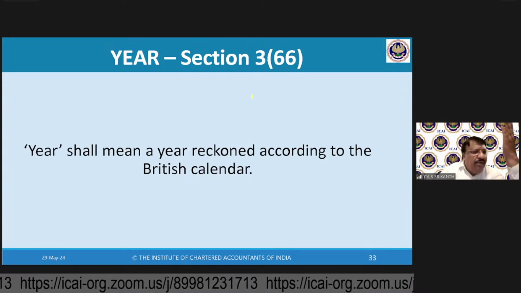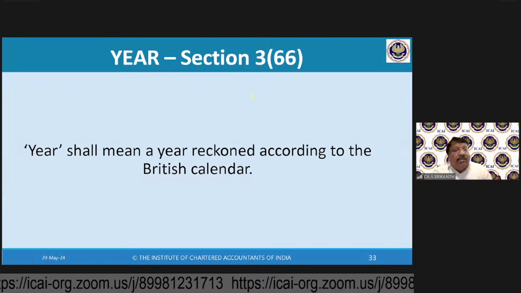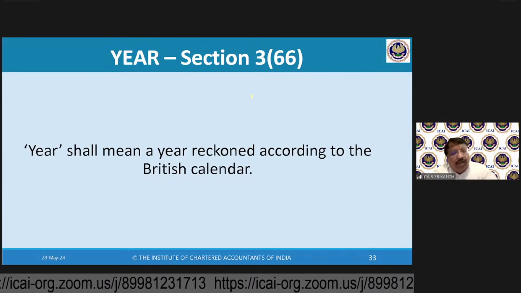Assessment year is defined in the Income Tax Act. Previous year is defined in the Income Tax Act. Financial year is defined in the Companies Act. We already saw that.